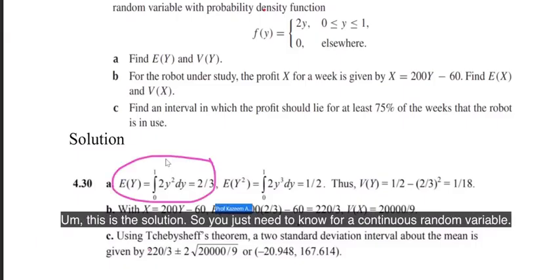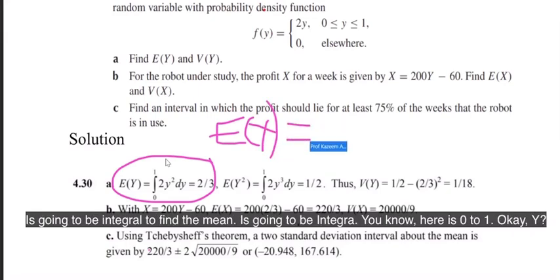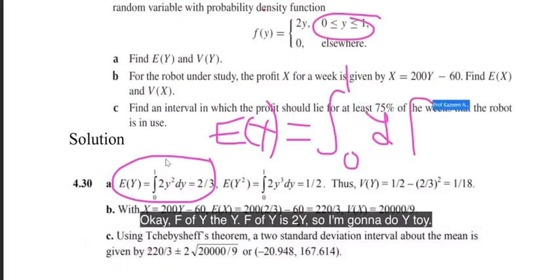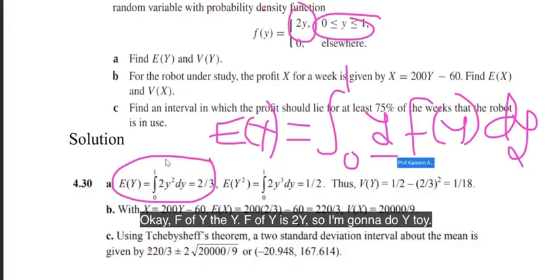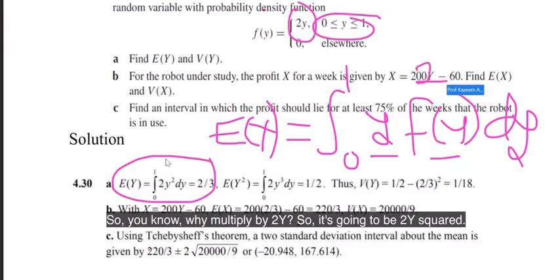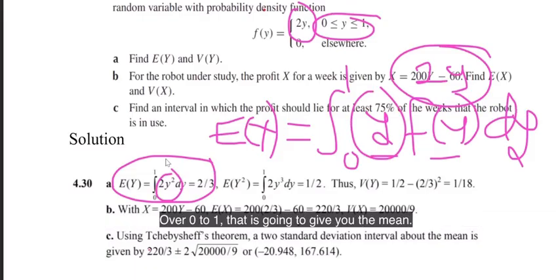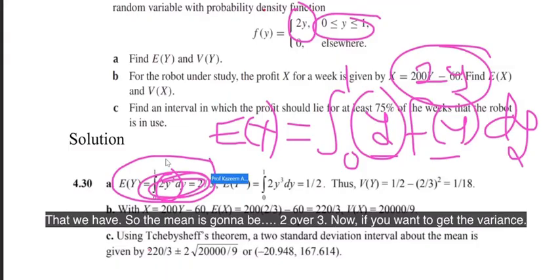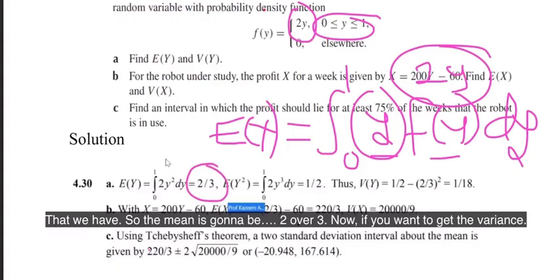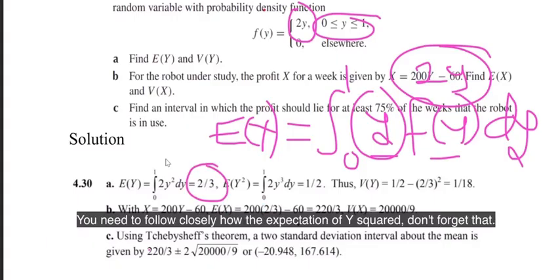You just need to know that for a continuous random variable, if I want to find the mean, it's going to be an integral from 0 to 1 of y times f of y dy. f of y is 2y, so y multiplied by 2y is going to be 2y squared. That's why you see 2y squared here. Integrating that over 0 to 1 gives you the mean, which is 2 over 3. Now, if you want to get the variance, you first need to figure out the expectation of y squared.